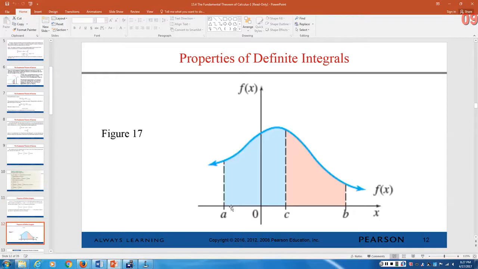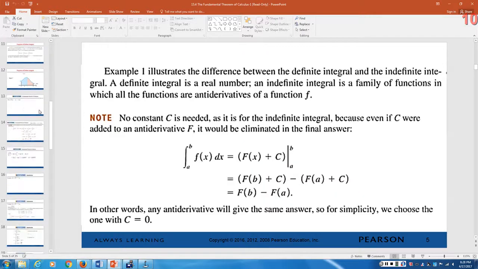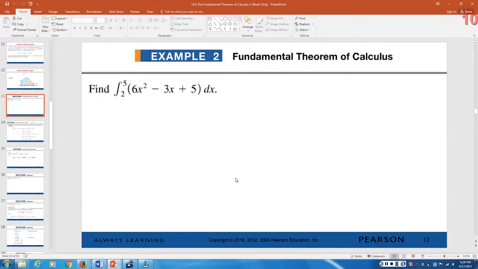And since this represents the blue region in figure 17, from A to C, if you wanted the total area here, you could do the integral from A to C plus the integral from C to B and break it up. And that is going to be important later. So we'll look at another example.